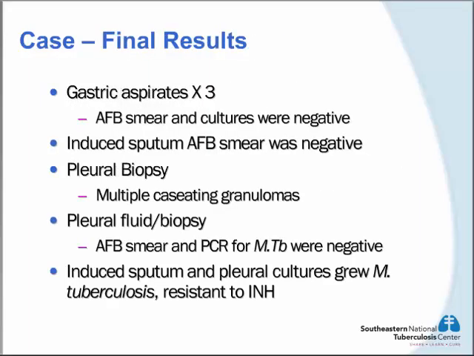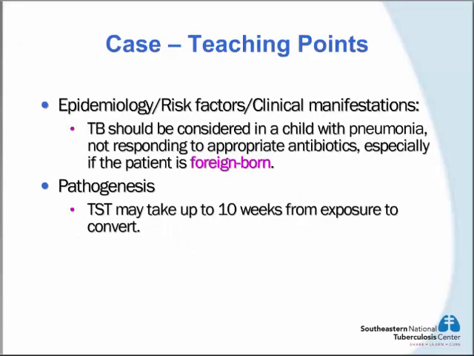The final results: his 3 gastric aspirates were negative smears and negative cultures. The induced sputum had a negative smear. The pleural biopsy showed multiple caseating granulomas. The pleural fluid and the pleural tissue were sent for AFB smear and PCR, and they were negative. However, in about 4 weeks, the induced sputums and the pleural tissue cultures grew Mycobacterium tuberculosis, and it was resistant to INH. So just to wrap it up, things that we learned from this case.